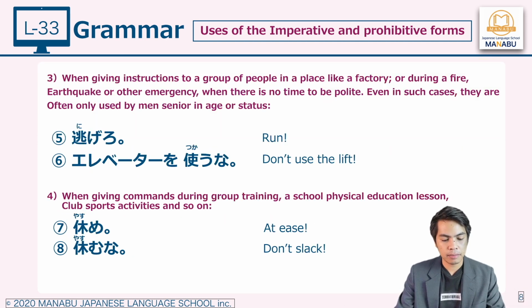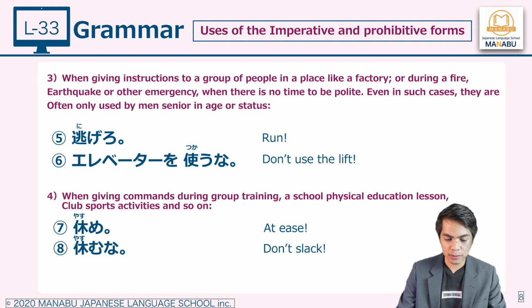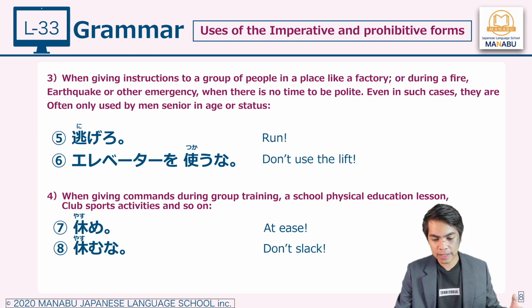Nomunayo. Number 3, when giving instructions to a group of people in a place like a factory or during a fire, earthquake, or other emergency, when there is no time to be polite. But even in those cases, it is usually used only by men or seniors in age or status. So example number 5, nigero. From the verb nigemasu, to escape. So in emergencies like fire or earthquake, there's no time to be polite, so you can use the imperative form of verbs, nigero.